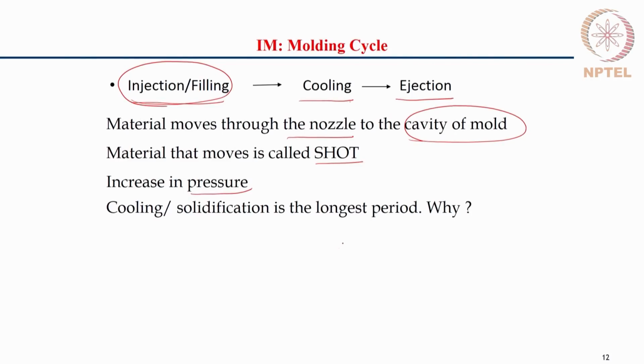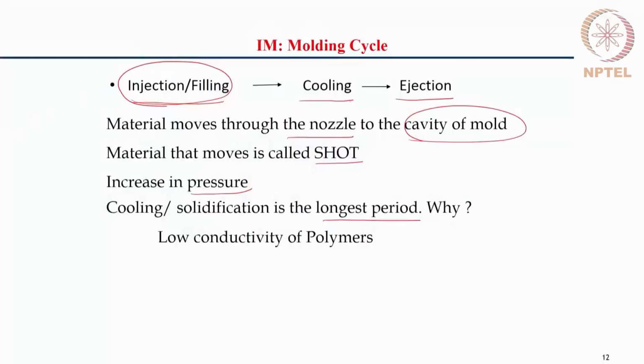So, cooling is typically the longest period in one mold cycle because we need the material to cool, and polymers being low conductive in nature, we need to give more time for them to cool, though heat sinks can be used to increase the rate of cooling.